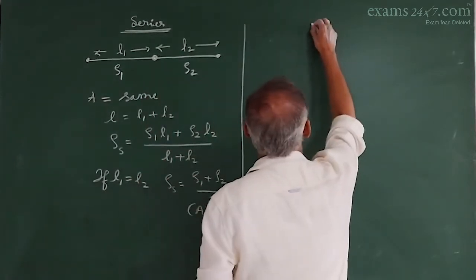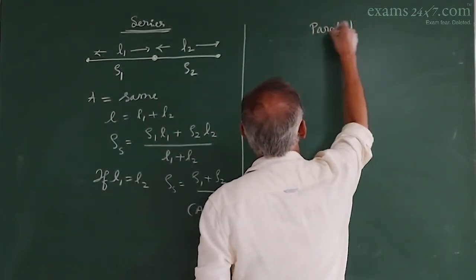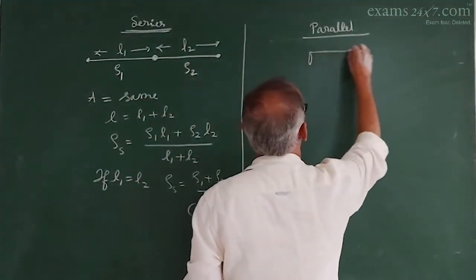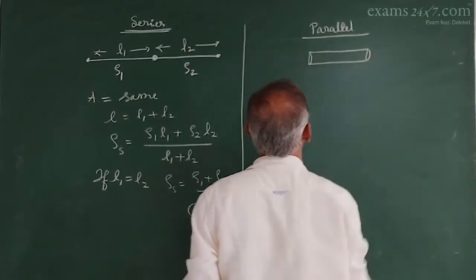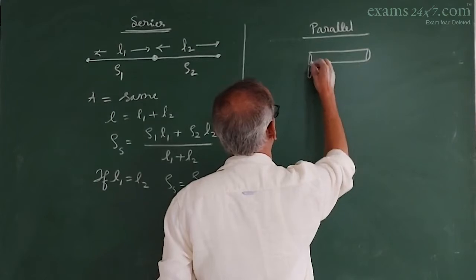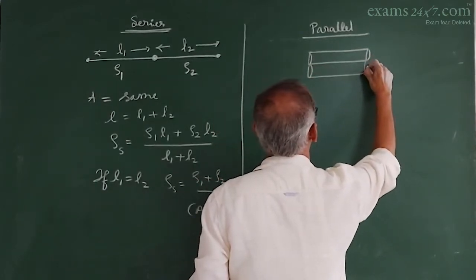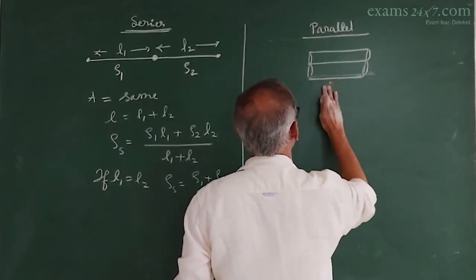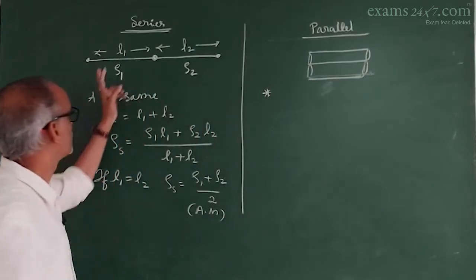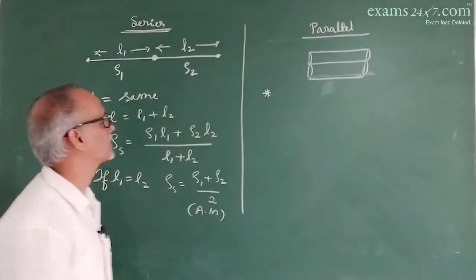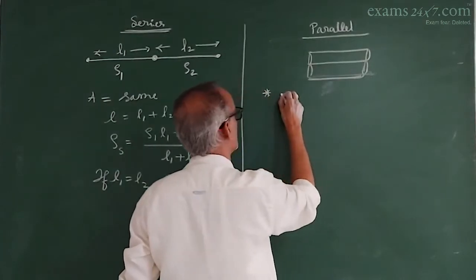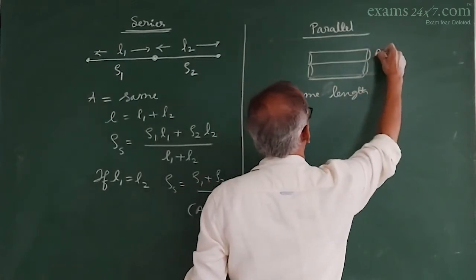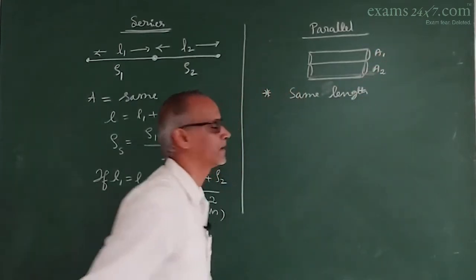Now if two wires having different resistivity are connected in parallel like this, so this is one wire and this is another wire, one below the other. In series combination, area of cross section has to be the same, whereas in parallel combination, the two materials must have the same length but different area of cross section, A1 and A2.